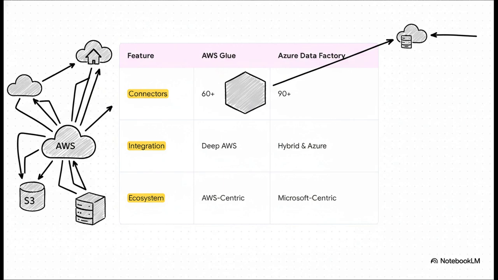Take connectivity, for example. Azure Data Factory has a pretty clear lead here, with over 90 built-in connectors. It's also a real star in what we call hybrid environments, where you've got to connect stuff in the cloud with your own on-premises servers. AWS Glue has more than 60 connectors, and no surprise here, it integrates perfectly if your whole world is already inside AWS, using services like S3 and Redshift.